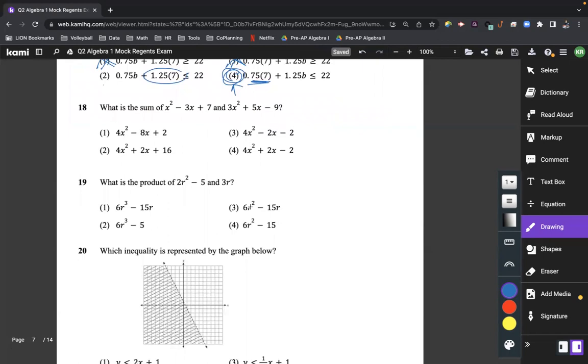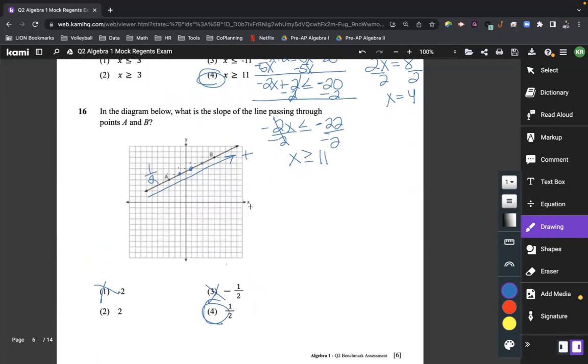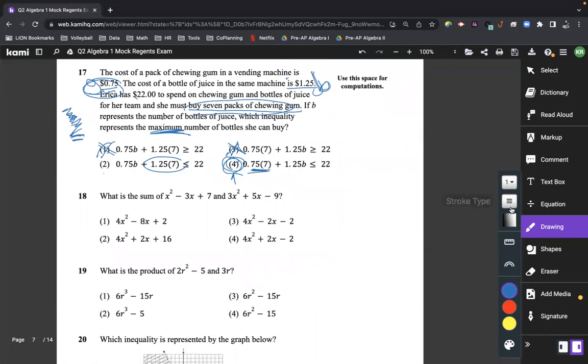Number 18 was one of the questions that you guys, well, and also number 16. On 16, you guys did pretty well with that one. 16 and 18 were your best questions on this test.